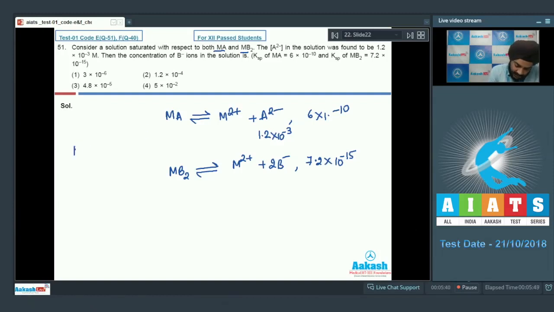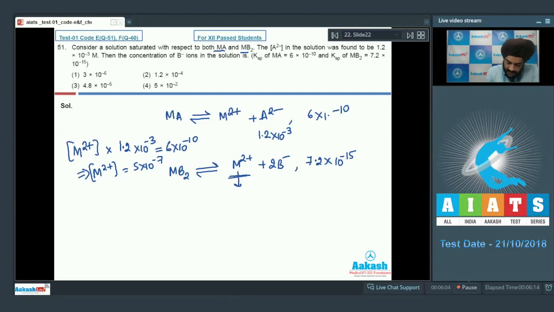So we know that the concentration of M2 plus ions times A2 minus, which is 1.2 × 10^-3, should be equal to 6 × 10^-10. From here we get the M2 plus ion concentration, which is equal to 5 × 10^-7. So the M2 plus concentration here will also be 5 × 10^-7, and we can solve for the concentration of B minus ion.